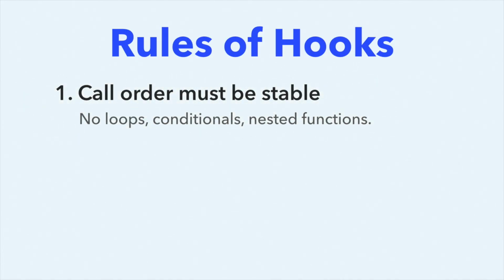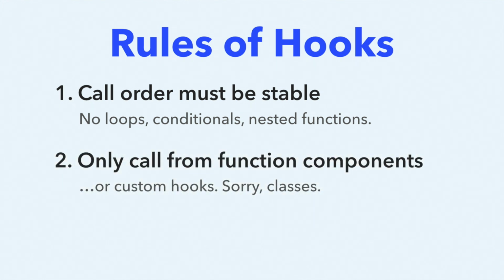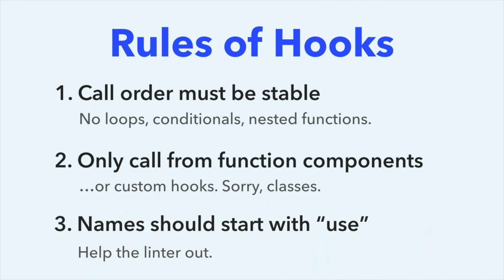The call order has to be stable. Because of this ordering, matching up thing, you can't sometimes run the hook and sometimes not run the hook. So basically, you can't put hooks inside ifs or loops or nested functions or callbacks. It also means you can't do things like do a null check and then create the hooks. Basically, your hook useStates and stuff need to be at the top of the function. You can only call them from function components, not classes. You can also call them from custom hooks. We'll talk about those in a little while.